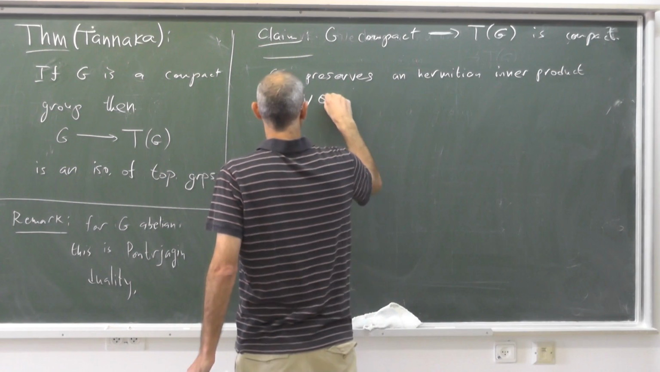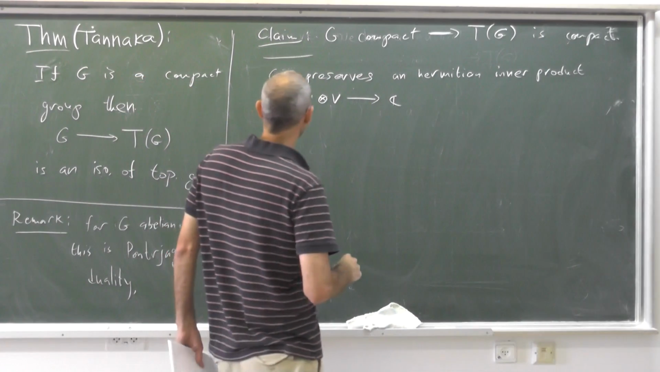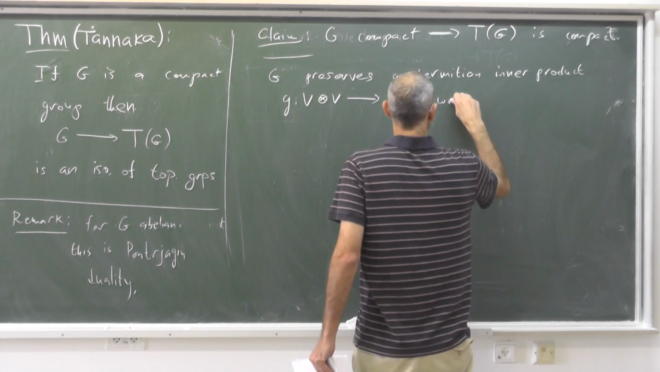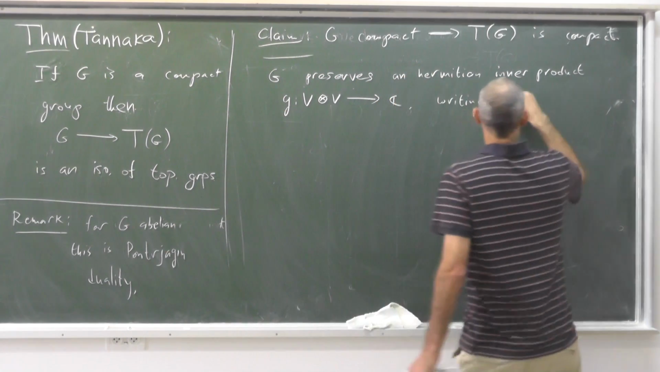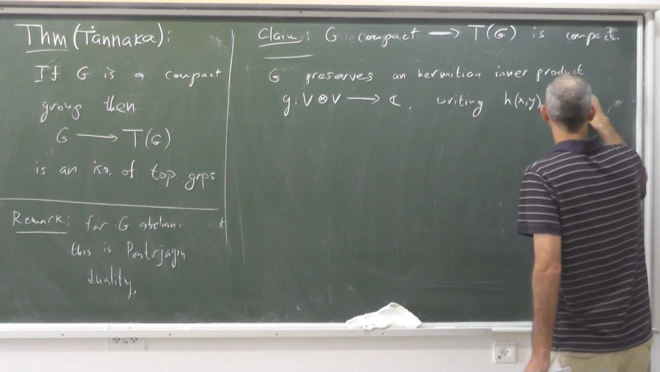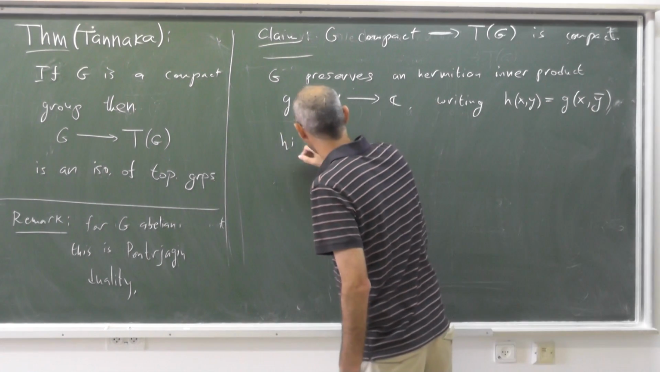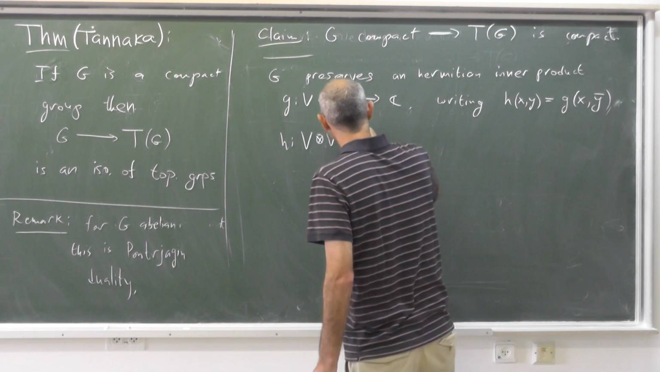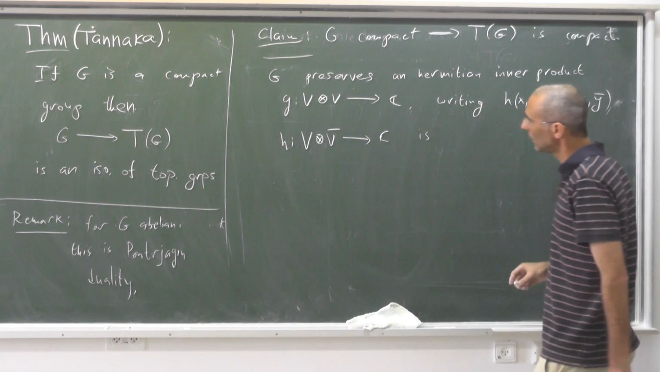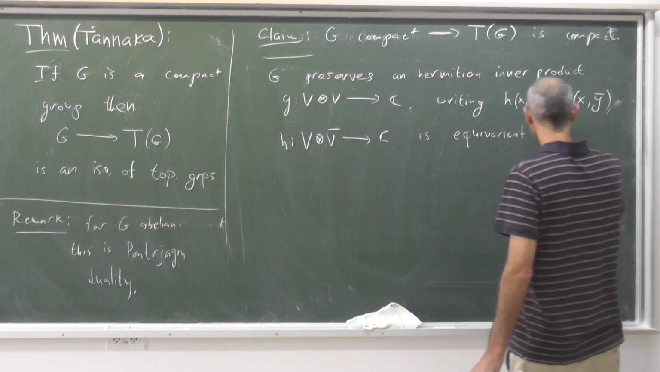G from V tens of V to C. I want to write it this way. Writing H xy equals G xy bar, H from V tens of V bar to C is equivalent. Of course, and cylinder.